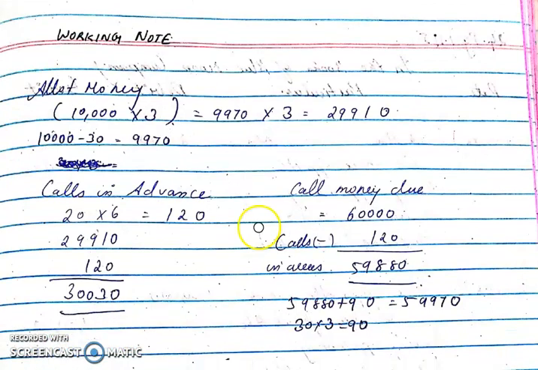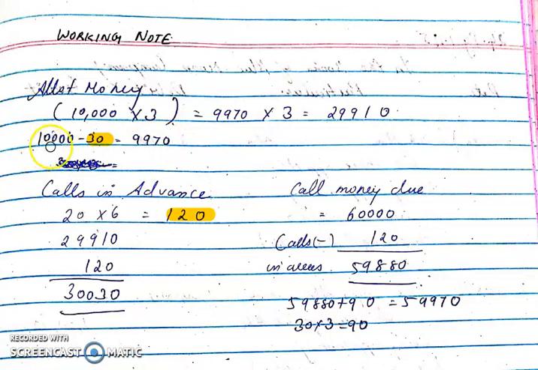See here. Now calls in advance. How do you calculate? Here 20 rupees as given in the question into 6, that is call money, that is 120. So 120 is the calls in advance. Now we have to find out first the allotment money. We have already seen in the question that one person, 30 shares, has made a default. So calls in arrears should also be shown here.